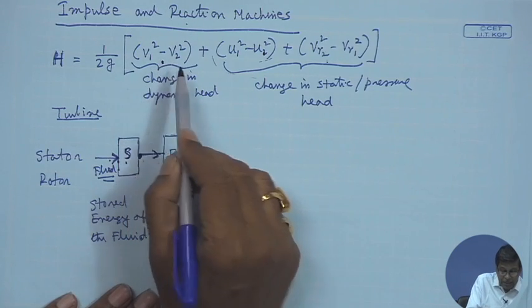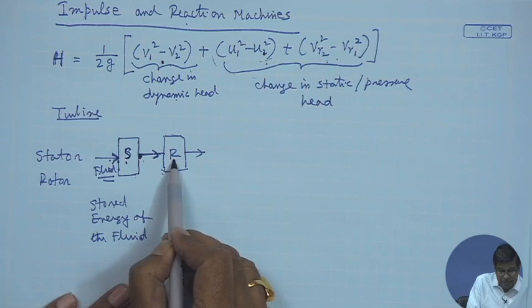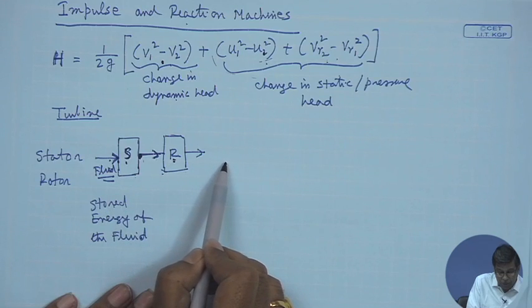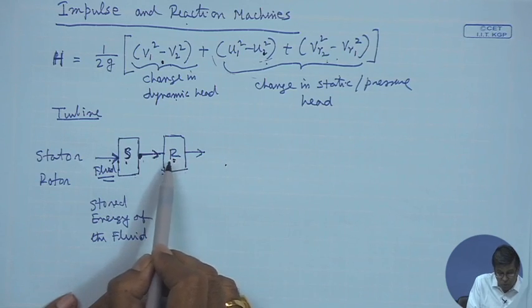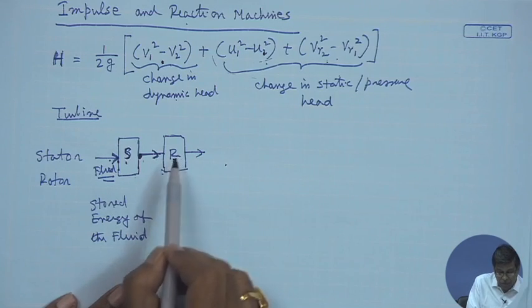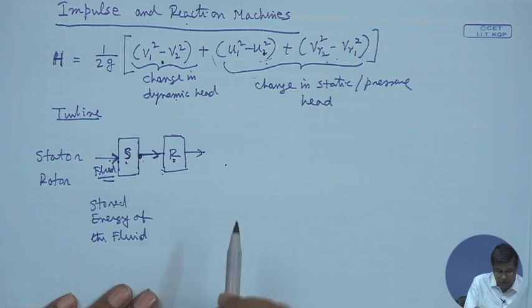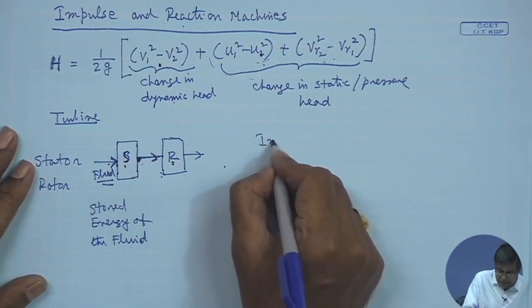But in reaction machines, both the kinetic energy change, or change in dynamic head, and the static or pressure head change in the rotor. That means the stator should not expand up to atmospheric pressure, and moreover the flow passages should not be uniform. That means the flow passage should be convergent or divergent to make a change in the relative velocity.